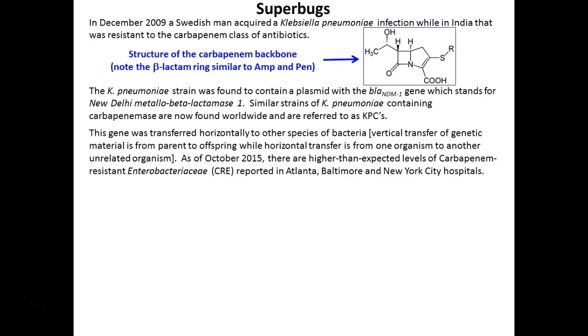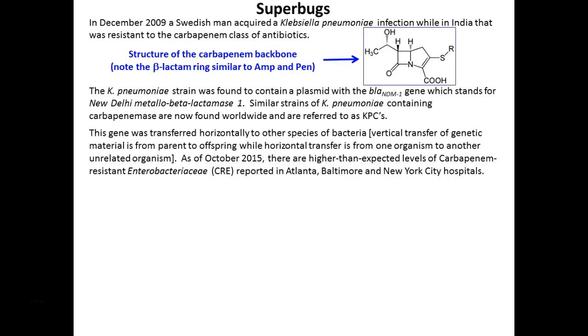And then transformation, which is what we're going to do today, where they just pick up that DNA from the environment. So this can happen any one of those ways. DNA can laterally move from one bacteria to another. Which specific mechanism, whether it was conjugation or transduction or transformation, we don't know. But we do know it moved laterally.